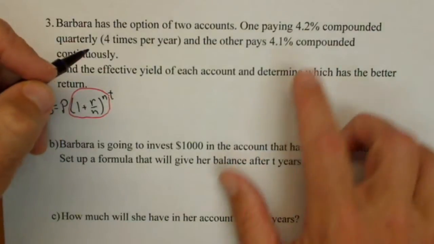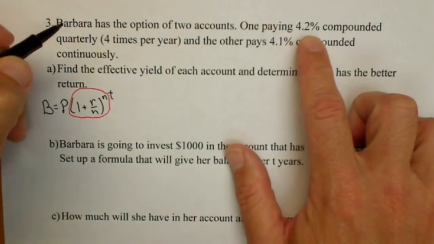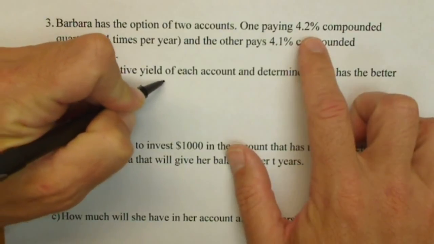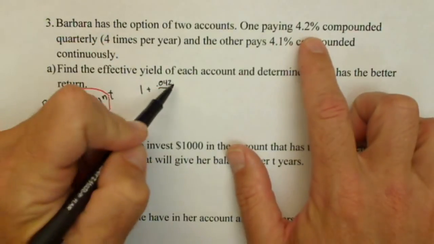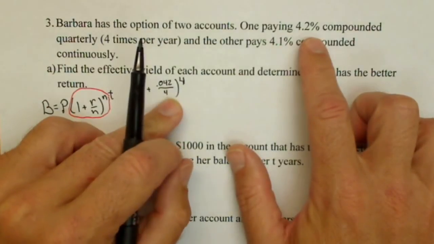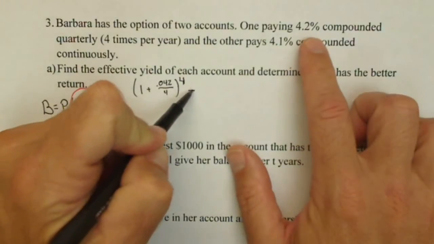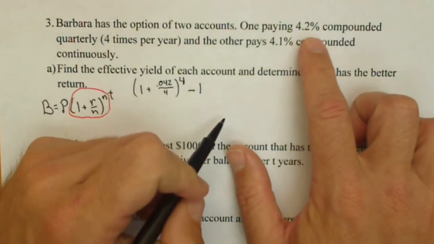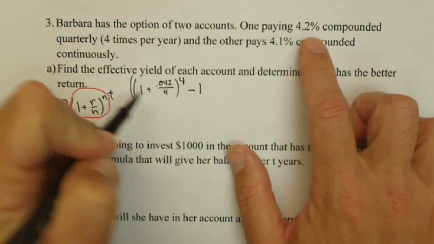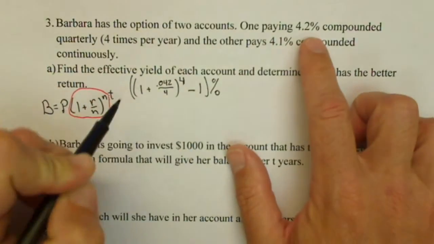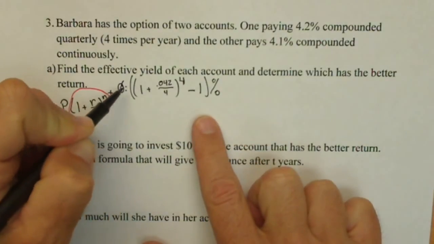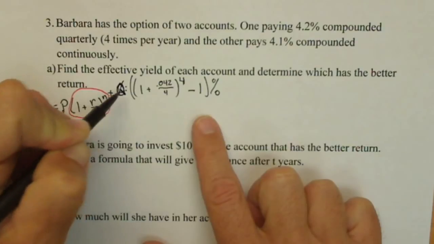So we're going to do this for each account. Let's start with the quarterly. That one is going to look like 1 plus 0.042 over 4, to the fourth. Now what that'll do is give us the growth factor. To get the annual yield, we subtract off 1, and that turns it into a decimal, gets rid of the 100%, and then we turn that into a percent, and we'll put that into the calculator. So this is for quarterly. It should be a Q, excuse me.